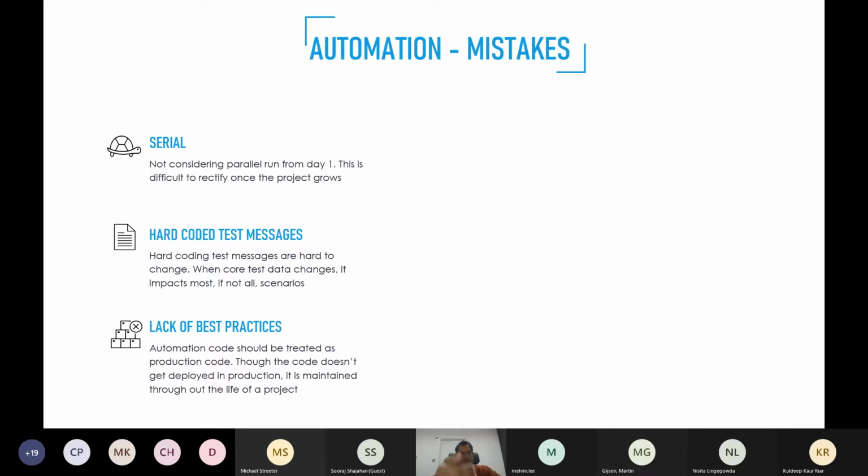You need to have code analysis, static analysis, all of that, followed and achieve the best practices. Whatever design practices you use for your production code, you need to apply the same to your automation code. And this is also quite critical.